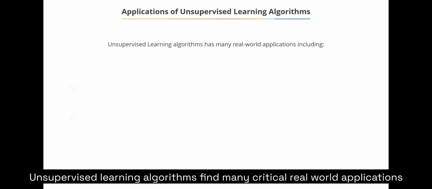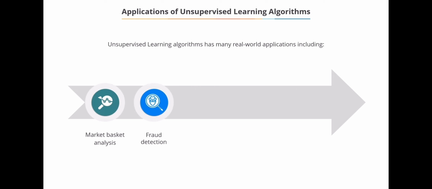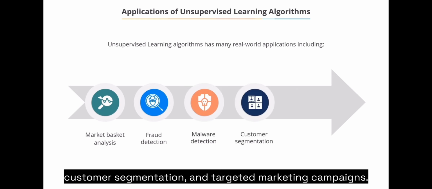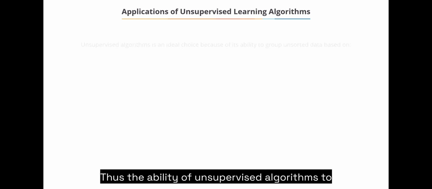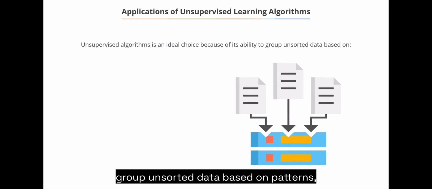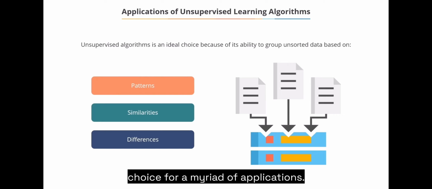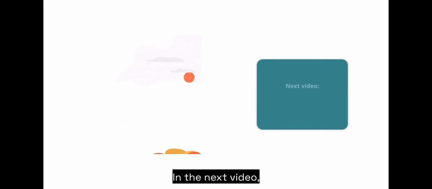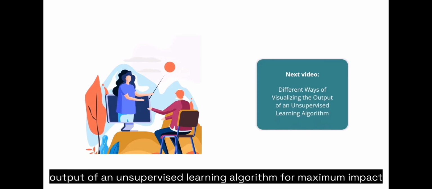Applications of unsupervised learning algorithms. Unsupervised learning algorithms find many critical real-world applications, including market basket analysis, fraud detection, malware detection, customer segmentation, and targeted marketing campaigns. Thus, the ability of unsupervised algorithms to group unsorted data based on patterns, similarities, and differences makes them an ideal choice for a myriad of applications. In the next video, we shall explore the different ways of visualizing the output of an unsupervised learning algorithm for maximum impact.